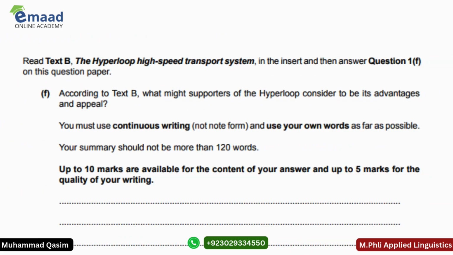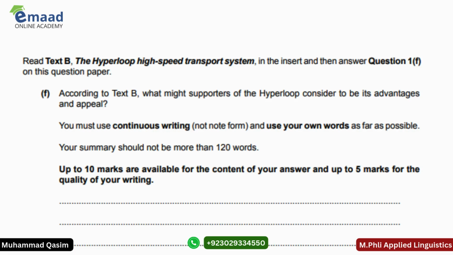Here is the question from the IGCSE English as First Language paper. So in this paper you have to write not more than 120 words. Read about the Hyperloop high-speed transport system in the insert and then answer Question 1 F. So it will be a component in Question 1. According to Text B, what might supporters of the Hyperloop consider to be its advantages and appeal? So you have to carefully consider just those points that the supporters of the Hyperloop consider to be its advantages, and they would feel it appealing. You must use continuous writing, use your own words, 120 words. 10 marks are there for the content of your answer and up to 5 marks for the quality of your writing. So these are the sample questions.